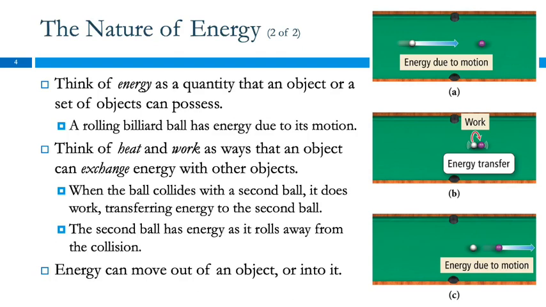When the ball that's in motion here hits the other ball, it does work on that ball. It transfers energy to the purple ball, and the purple ball goes rolling off. And now the purple ball has the energy, and the white ball lost the energy. The energy was transferred from one ball to the other through work. There's no temperature difference happening here, but there was a force acting through a distance. So energy can move into an object or it can move out of an object, just like money can move into your bank account or out of your bank account, right?